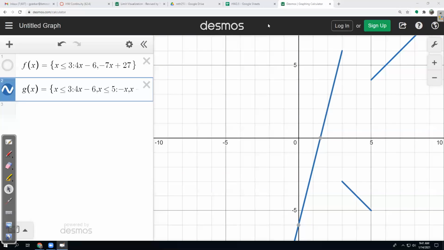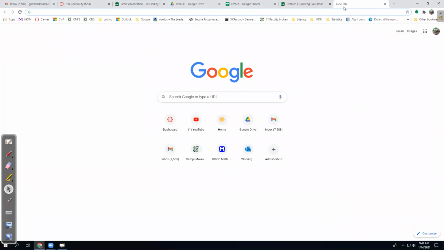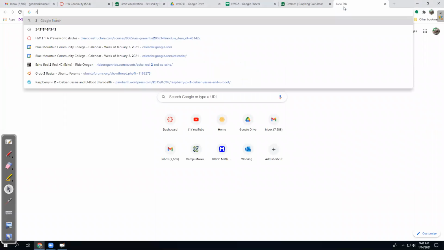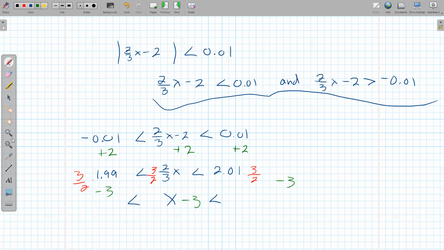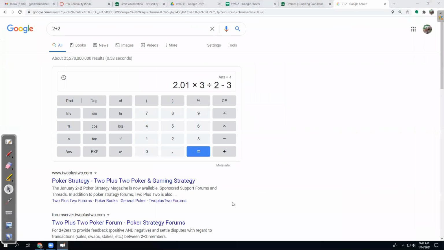Calculator. And let's use calculator's fine. All right, so on the right side, I have 2.01 times 3/2, and then minus 3. Is that right? Yep. So that's 0.015 on one side.